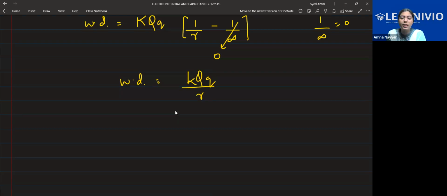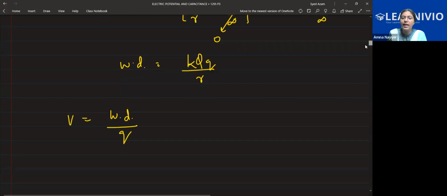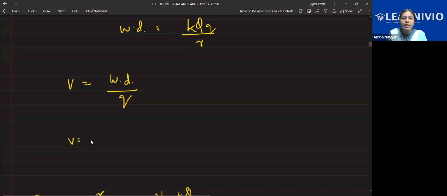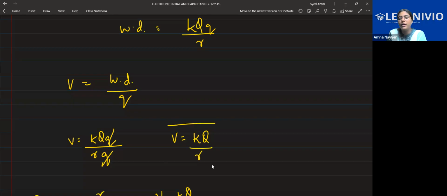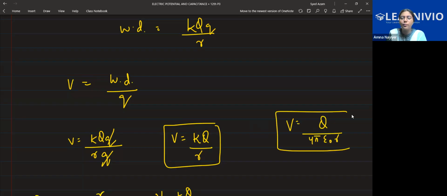But this is the work done. We require the potential, right? Potential is missing. So we have studied that potential is work done divided by charge. So from here, the value of potential will be K capital Q small q by R, and this small q gets cancelled. Potential is K Q by R. This is the formula of the potential. This can be written as Q by 4 pi epsilon naught R. You can write K as 1 over 4 pi epsilon naught.